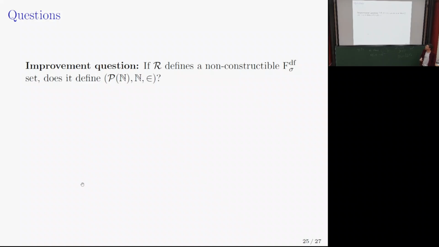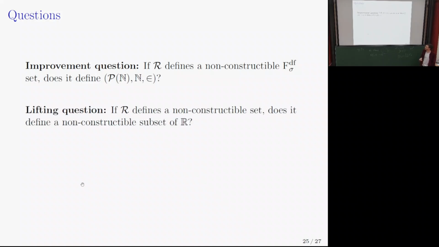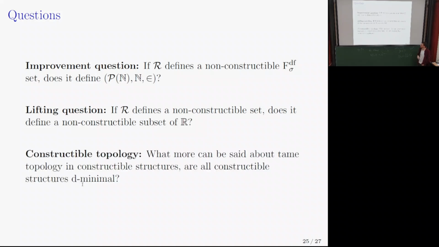What else can we ask? Well, there is this lifting question about constructibility. If R defines a non-constructible set, does it define a non-constructible subset of the reals? So is it enough to check subsets of R? We know this for the definitions I gave before, noiseless and strongly noiseless, but we don't really know for constructibility. And the third one is, I said a few things about constructible topology. What more can be said? Are all constructible structures the minimal ones already mentioned, right?